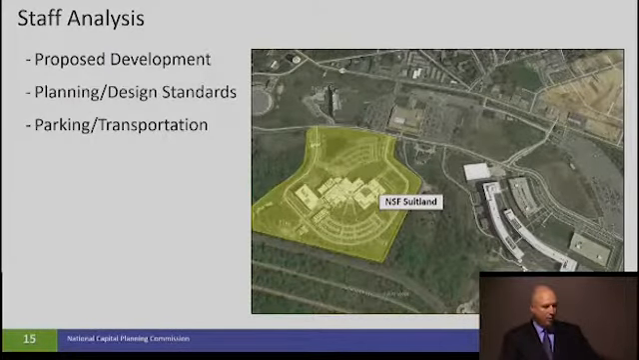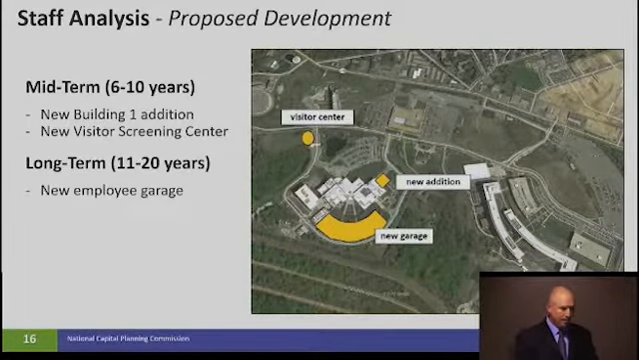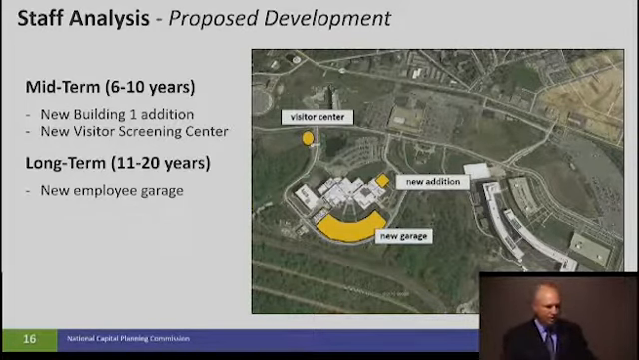In reviewing the draft Suitland Installation Development Plan, we looked at 3 key areas, including the proposed development within the installation, planning and design standards, and parking and transportation relative to the site. Starting with proposed development, notable future projects include a new 40,000 square foot addition to the east side of Building 1, a new visitor screening center, and a new employee garage.